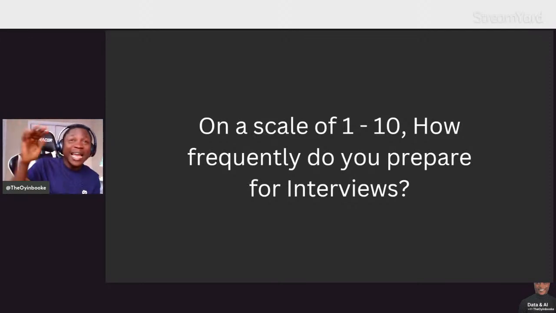If you attend anything from 8 to 10, it shows that even without a job interview, you actually make an attempt to prepare for interview. But anything lower than 7 means that it is only when you have a job or an interview coming up that you prepare. So let it be that way.